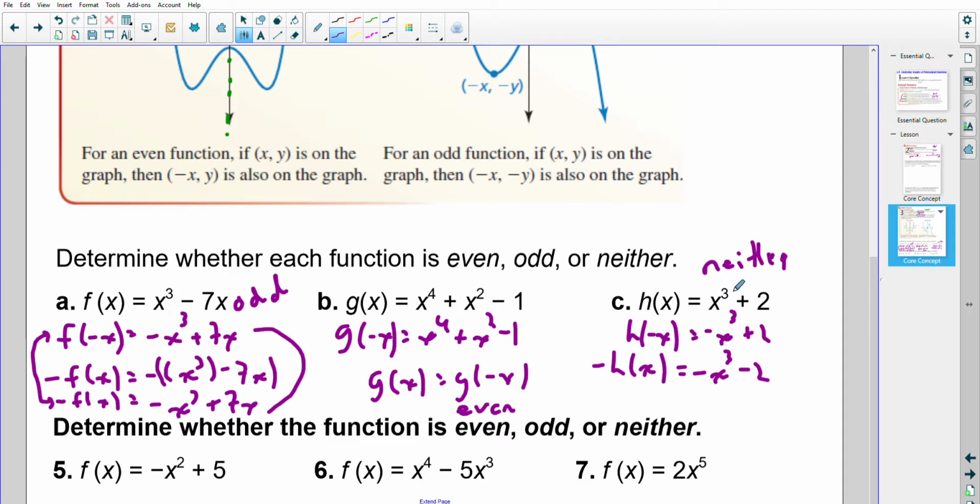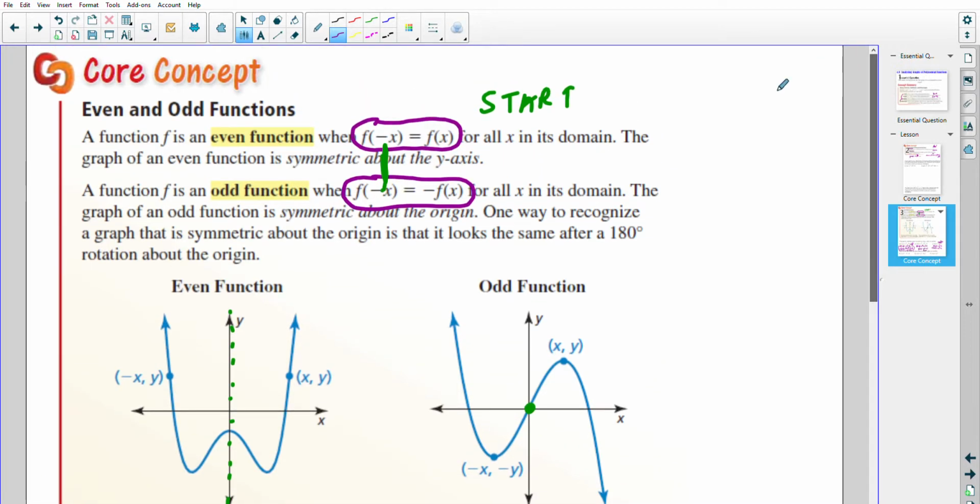So it could be even, it could be odd, it could be neither. It all depends upon the definitions. And again, this is tricky. The way to understand it is to make sure that you get these definitions and know them so you can understand if it's even or odd or neither.